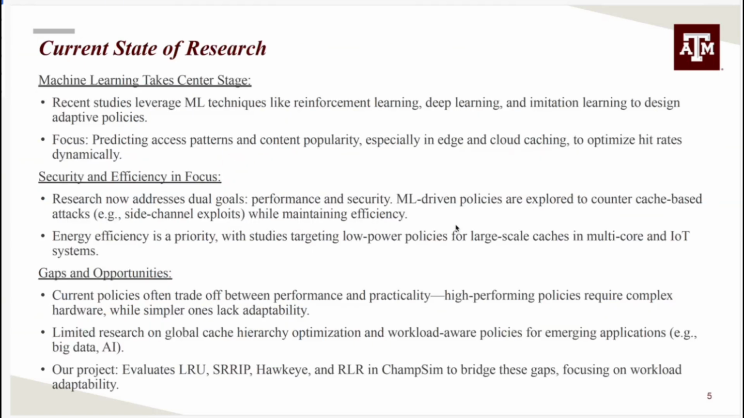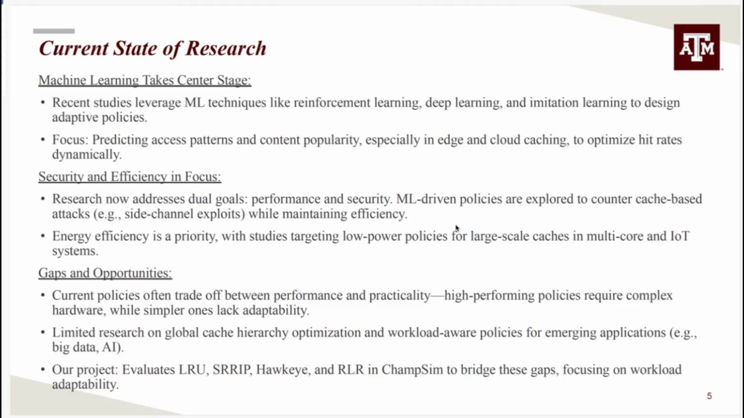When it comes to the current state of research, in recent years, machine learning has taken center stage in cache replacement research. Rather than handcrafting rules, researchers are training models to learn patterns in cache behavior. Techniques like reinforcement learning, deep neural networks, and even imitation learning are being used to build adaptive cache policies. These models learn to predict which data is likely to be reused and which can be safely evicted, helping to dynamically optimize hit rates even in complex real-world workloads. A big focus of this research is on edge and cloud caching, where access patterns can change rapidly and unpredictably.